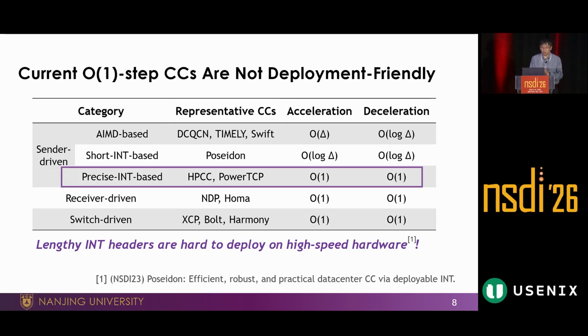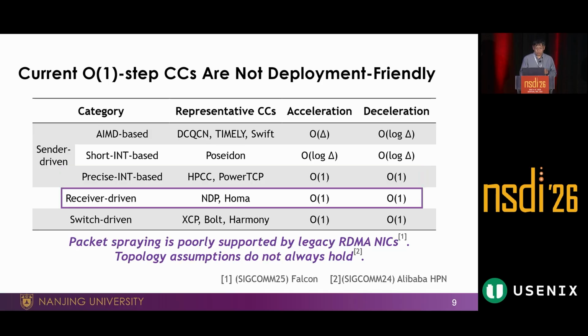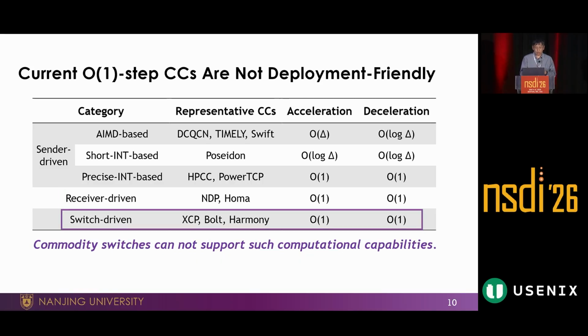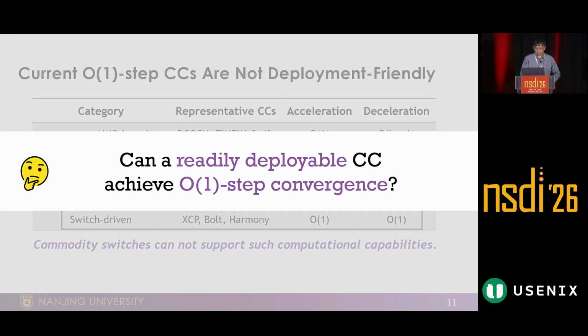Let's say readily deployable. For example, the precise-INT-based HPCC and PowerTCP need some special hardware. Receiver-driven designs might need a non-overlap topology. And the switch-driven ones are very traditional, and they need computational capacity support. So none of them are readily deployable. So now in this paper, we present the first readily deployable congestion control that can achieve O(1) step convergence.